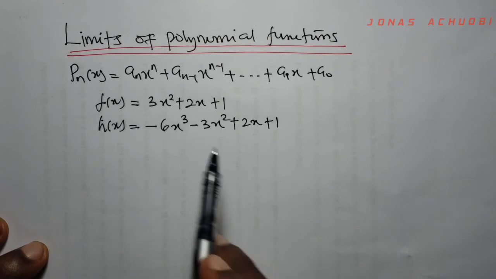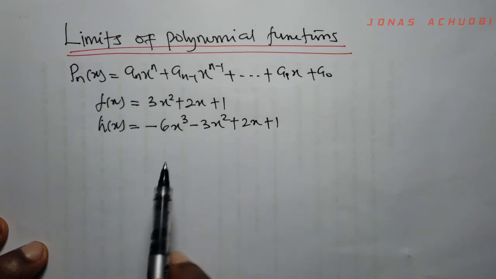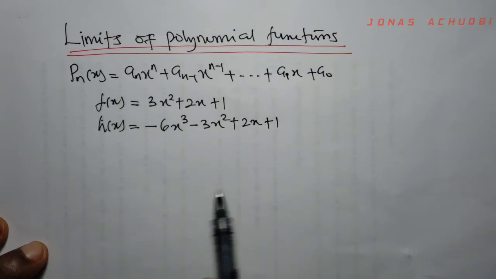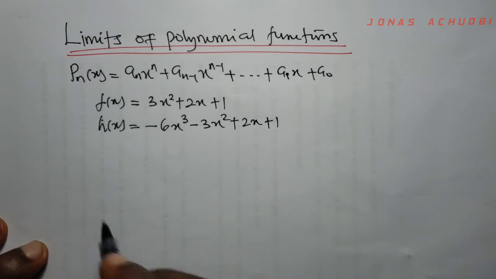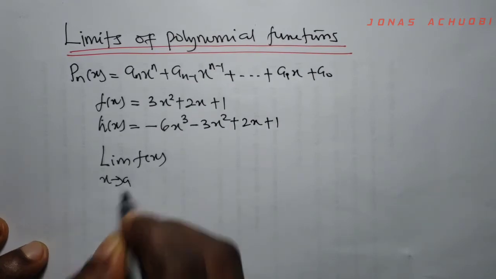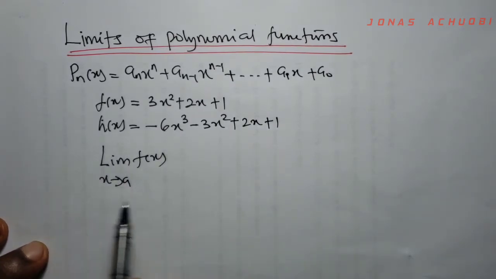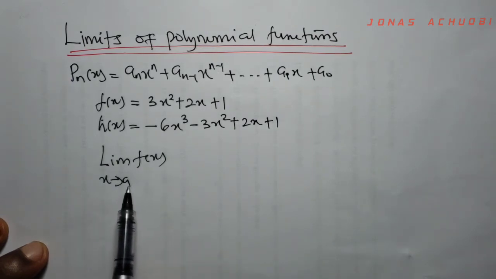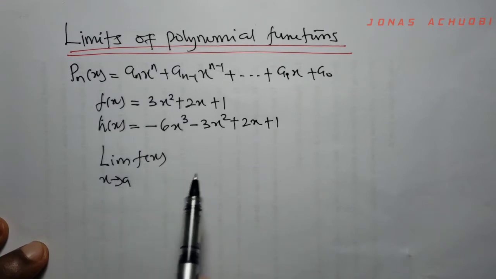So, how then do we find the limit of such functions? To evaluate limits of polynomial functions at any finite point a, we substitute or replace x with a. What are we saying? If we have the limit of a function f(x) as x tends to a, we want to know as x gets very close to the number a, f(x) gets very close to what?